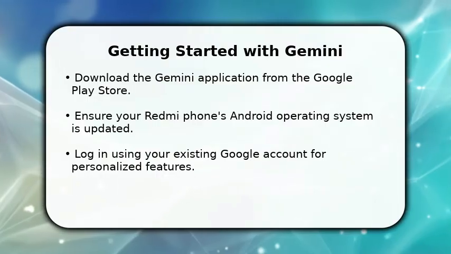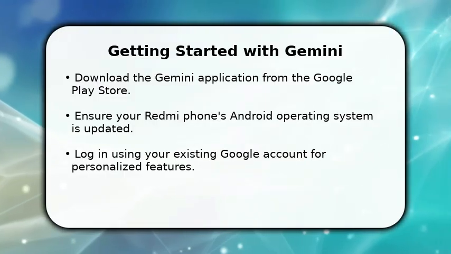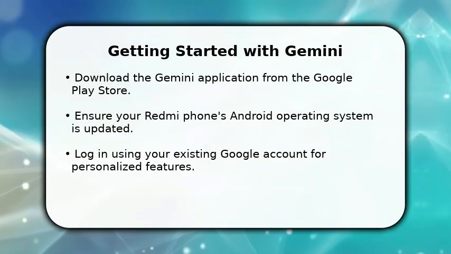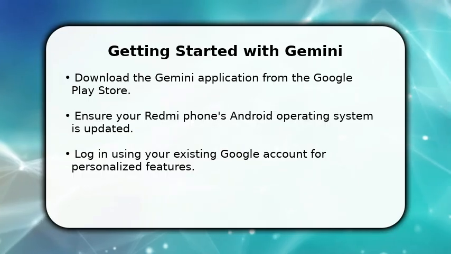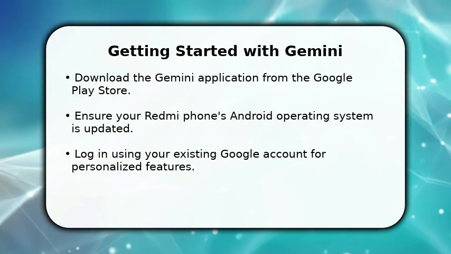In this video, I will explain how to use Gemini on your Redmi phone. First, you will need to download the Gemini application directly from the Google Play Store. It's a quick process, usually taking less than 1 minute. Make sure your Redmi device is running an updated version of Android for optimal performance.